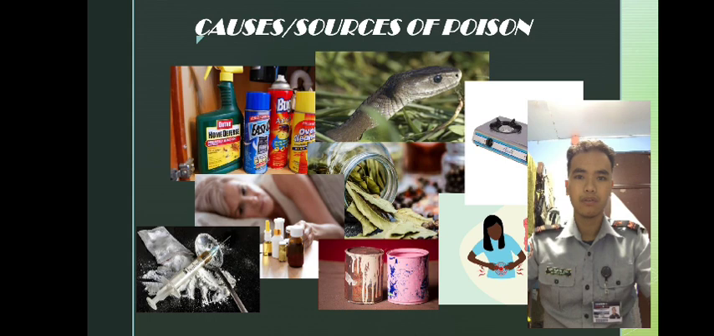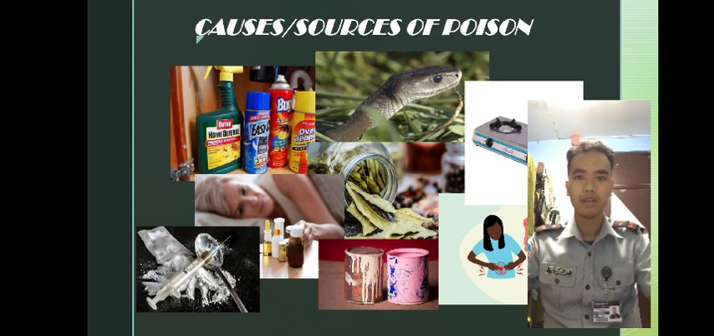Fourth, food and drink. Consuming contaminated food or drink can lead to poisoning. This can happen due to bacteria, viruses, or toxic substances like pesticides or heavy metals. Fifth, medications. Taking too much of a medication or mixing medications that should not be taken together can result in poisoning.